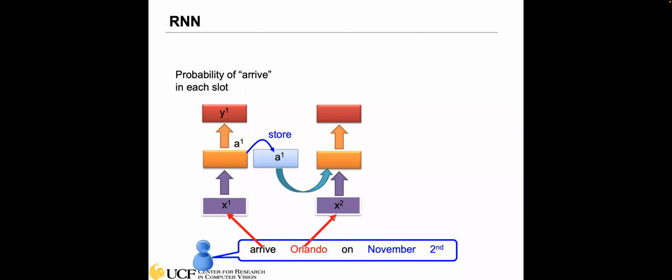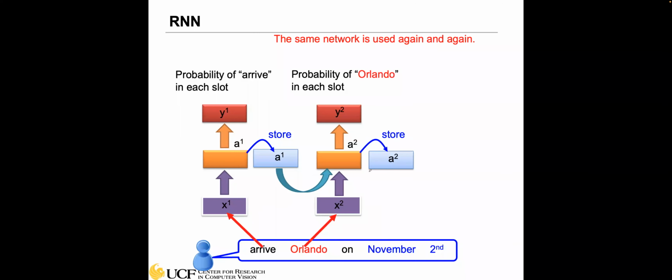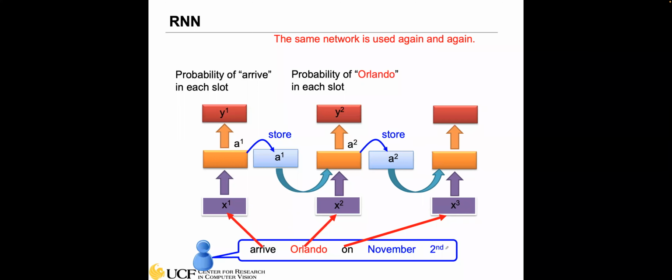When we process the second word, Orlando here, not just the Orlando input here, but we also take the value stored in the memory, taking that into consideration and generate the probability of Orlando in each slot. You can do this again until all the words have been processed. So as you can see, now we are able to memorize something we've processed before: arrive, which is one word emitted before Orlando.